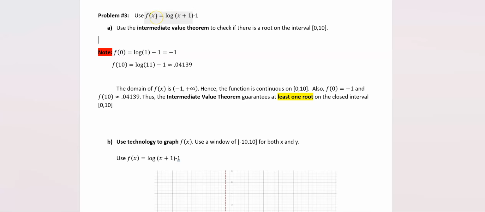And notice that the function is actually continuous on 0 to 10 since the domain is -1 to positive infinity. Then evaluating it at 10, you're going to get a positive value. Thus, since the domain is from -1 to positive infinity, and you have a continuous function on an interval with a change of sign at the edges, evaluating it at 0 and at 10, the intermediate value theorem guarantees at least one root, and emphasis, it has to be a closed interval.